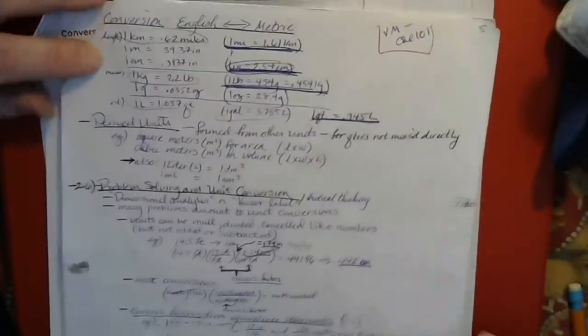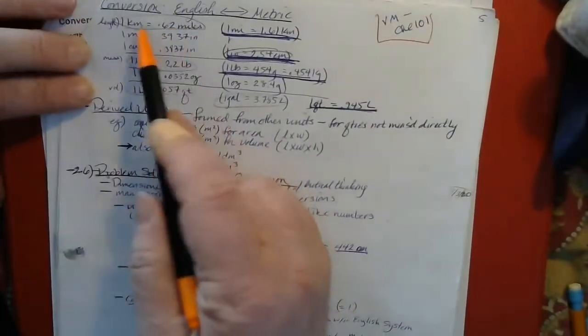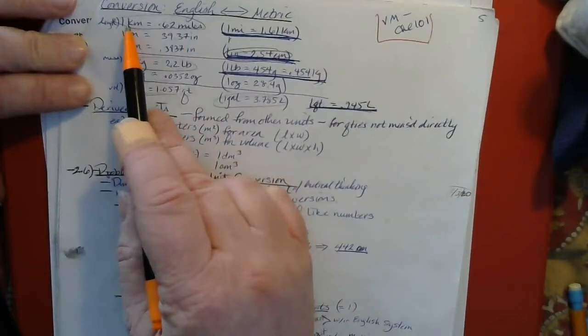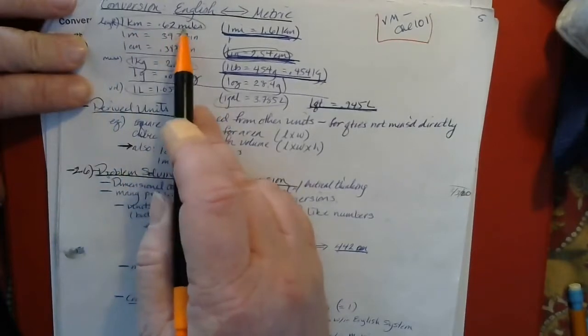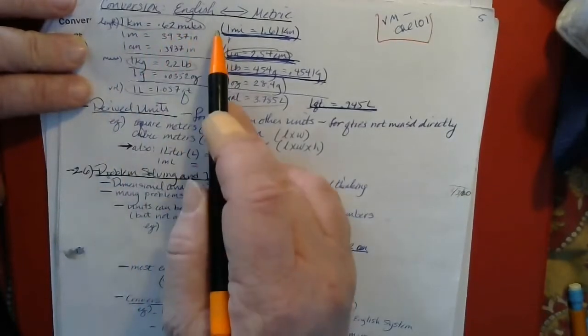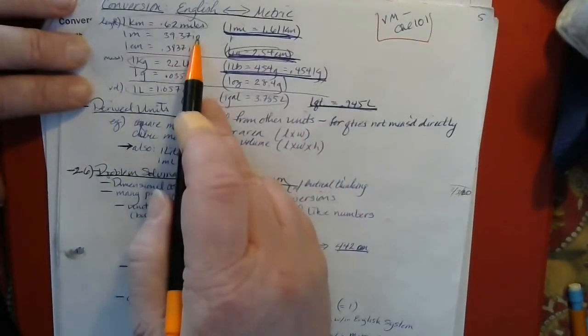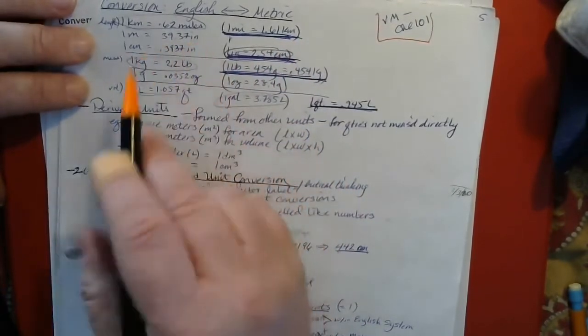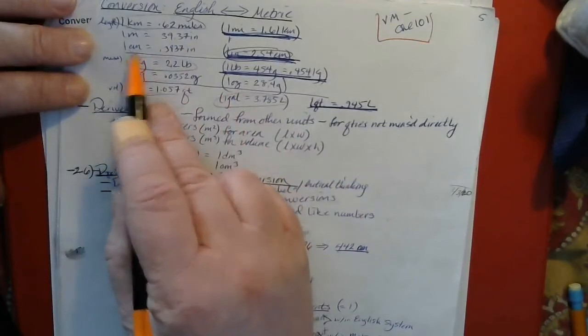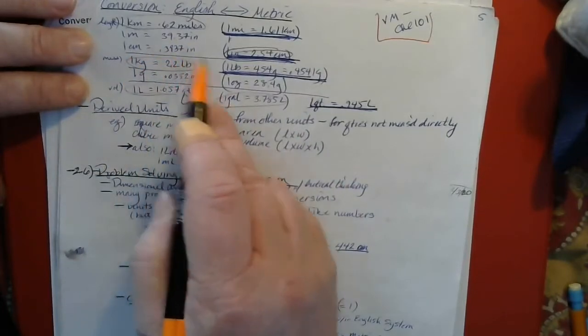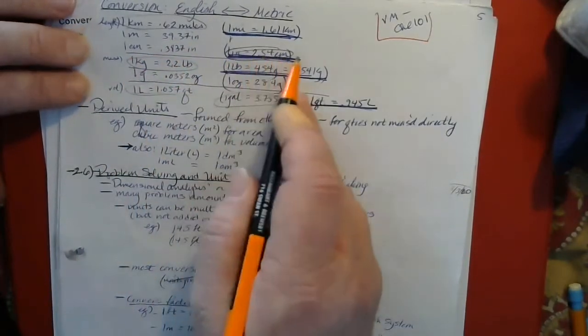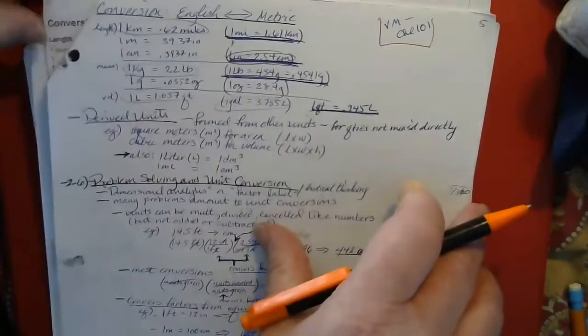Some examples of equivalence statements can be seen at the top of the page here, where, for instance, 1 kilometer is equal to 0.62 miles, or you can look at it the other way around. 1 mile is equal to 1.61 kilometers. 1 meter is equal to 39.37 inches, so it's just a little longer than a yard. 1 centimeter is 0.3937 inches, or 1 inch is 2.54 centimeters, and so on.